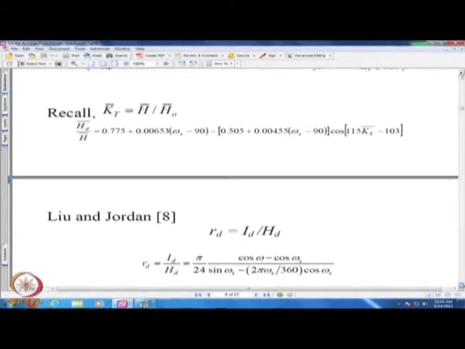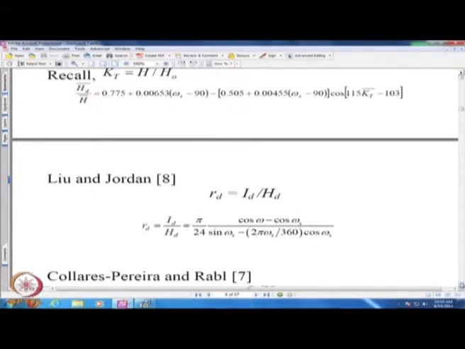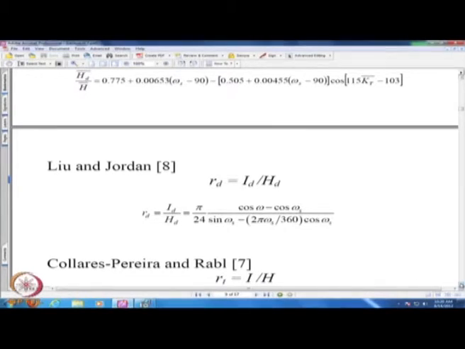And subsequently, Liu and Jordan, not necessarily in chronological order, it is a matter of detail, the ratio of hourly diffuse radiation to the corresponding total diffuse radiation over the day, Id by Hd, has been simply expressed as a trigonometric function in terms of the hour angle omega and the sunset hour angle omega s. And in the class when we were dealing with this lecture in detail, I pointed out that this r d is nothing but I0 upon H0.